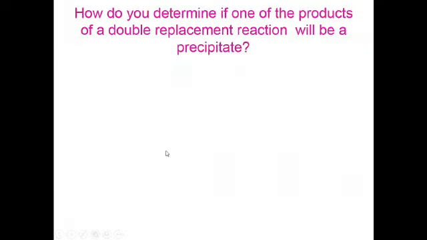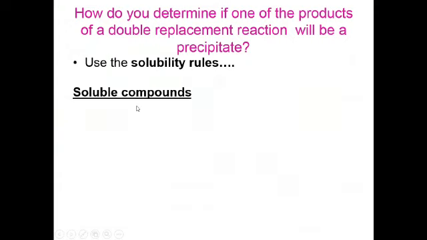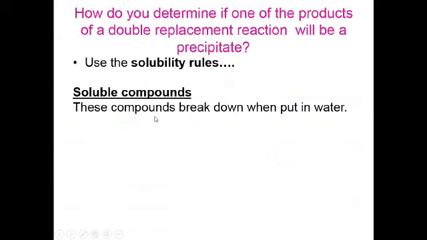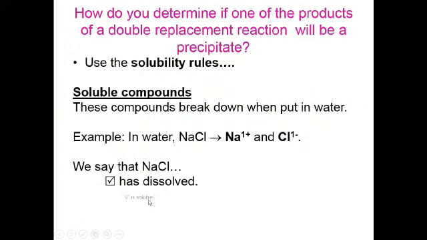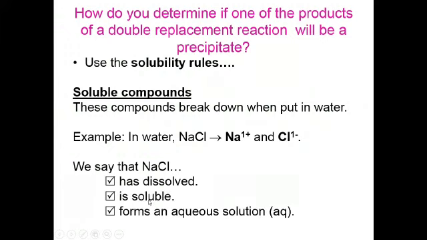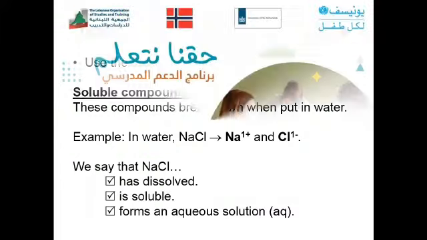How do you determine if one of the products of a double replacement reaction will be a precipitate? Use the solubility rules. Soluble compounds break down when put in water. Example, NaCl transforms into Na+ and Cl-. We say that NaCl has dissolved, is soluble, and forms an aqueous solution.